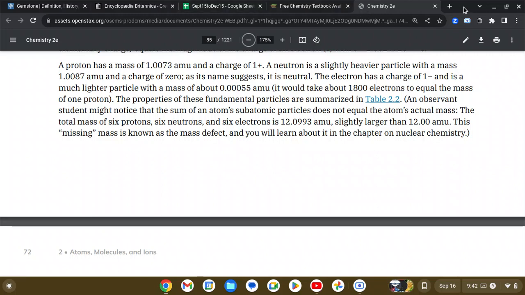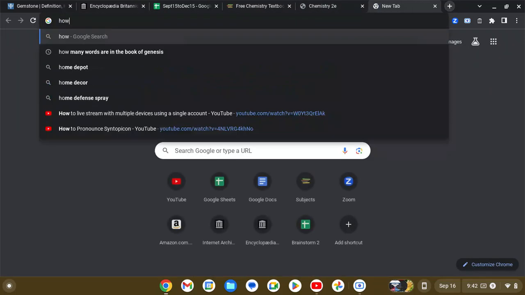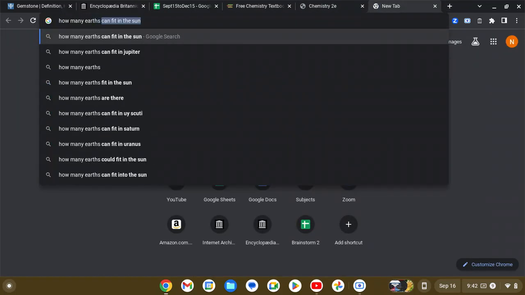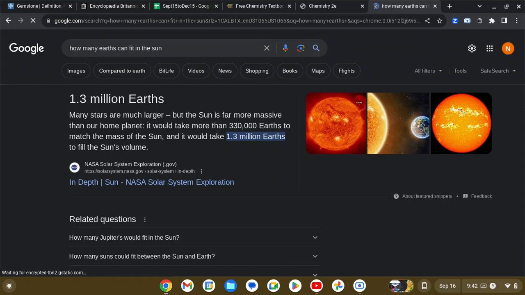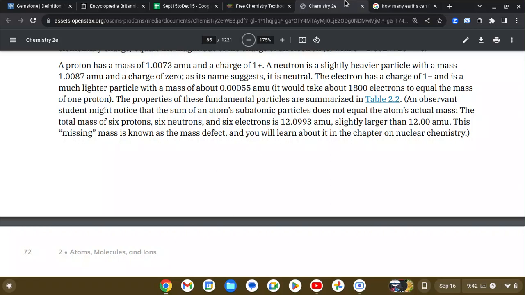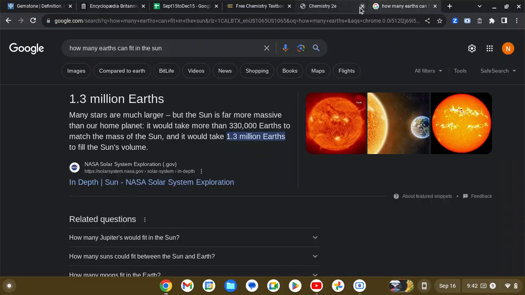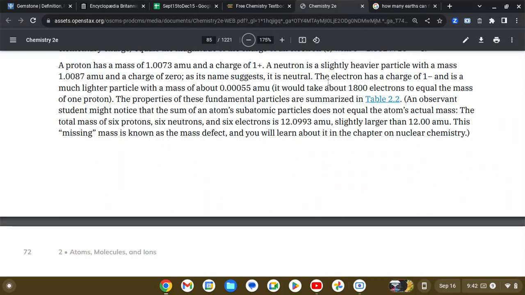Hold on one second. Three million Earths. Oh, never mind. Okay, that's a different ratio. Okay, sorry. I just wanted to look up the ratio and see if they were similar.